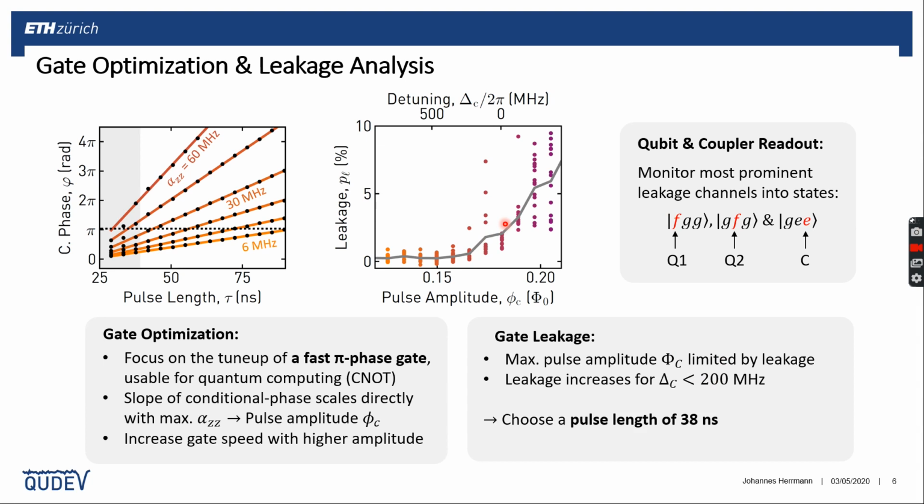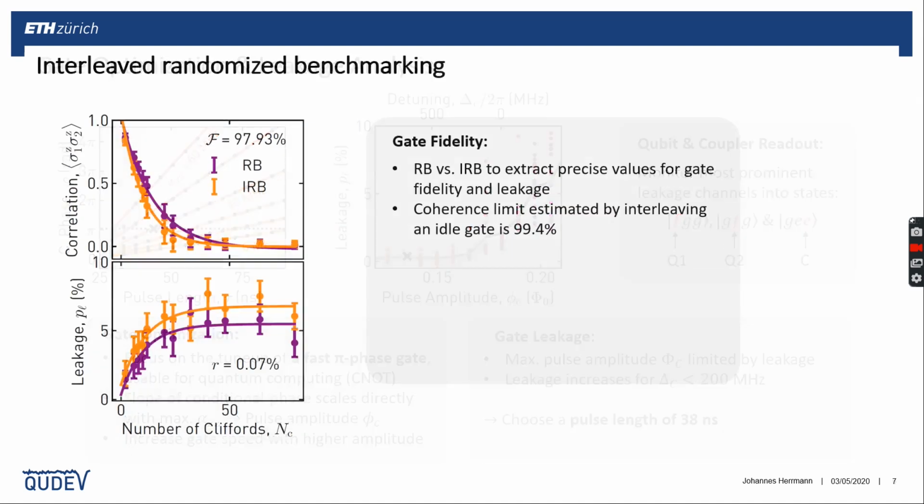And to go for further benchmarking, we now make a conservative choice where we have low leakage and the conditional phase of pi, and this corresponds to a pulse length of 38 nanoseconds. And now, in order to get a precise number on the gate fidelity and on the gate leakage, we do interleaved randomized benchmarking, where we interleave our gate in a random sequence of Cliffords, and then by comparing both depolarization rates of the RB and IRB, we can extract a precise measure of the fidelity, which is, in this case, for the 38 nanosecond gate, 97.9%.